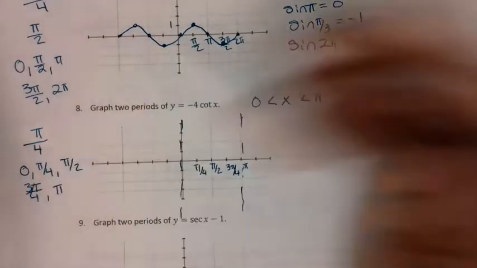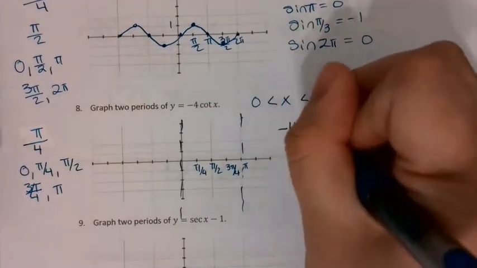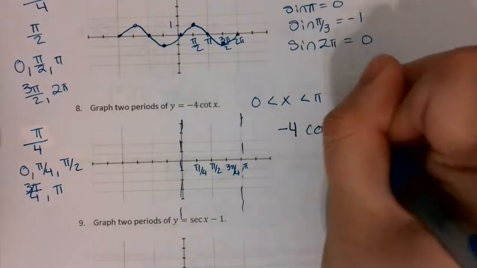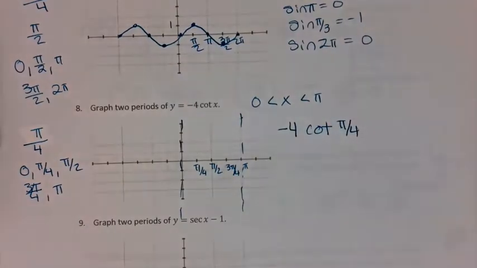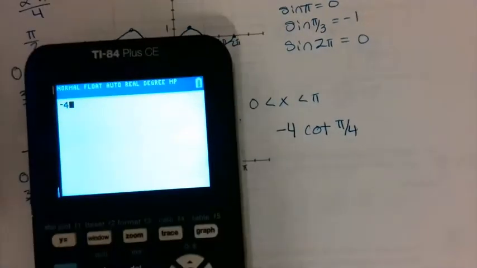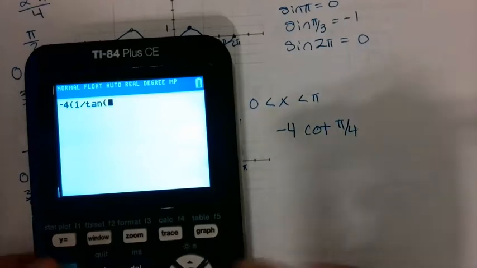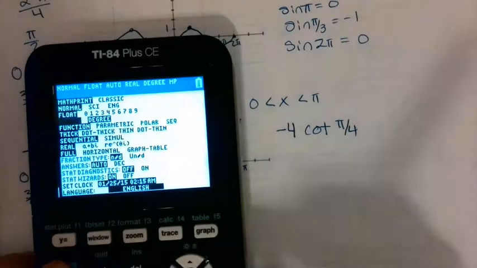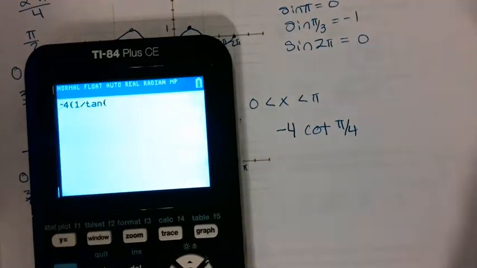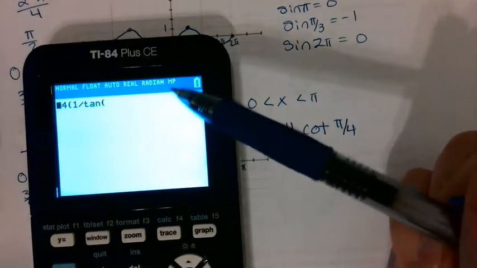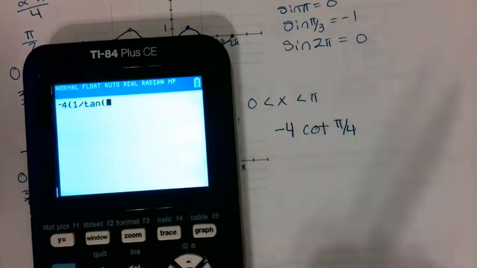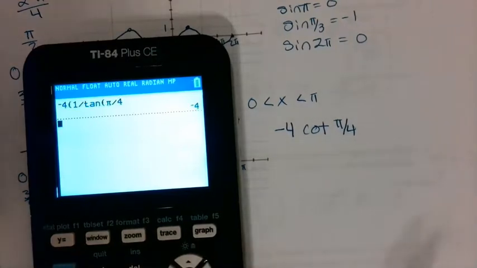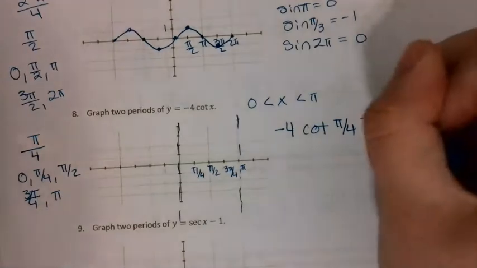Okay, so then I need to plug in pi fourths. Remember, when I'm doing this in the calculator, I do parentheses 1 divided by tangent. And if I'm typing in pi fourths, I want to make sure my calculator is in radians. So I go to mode and change it to radians. Newer calculators will tell you up top. Older ones, you just have to go check in mode. Okay. This gives me -4.